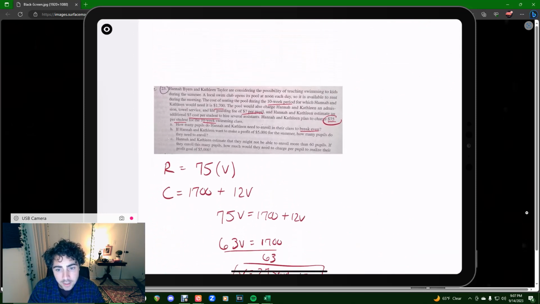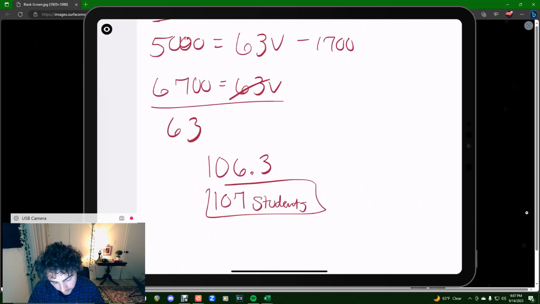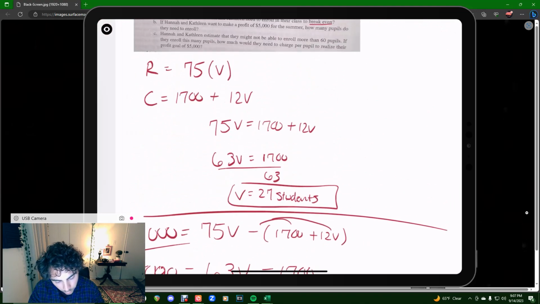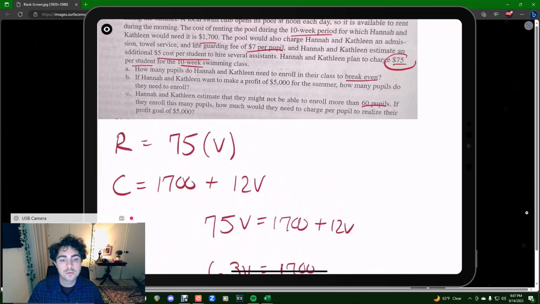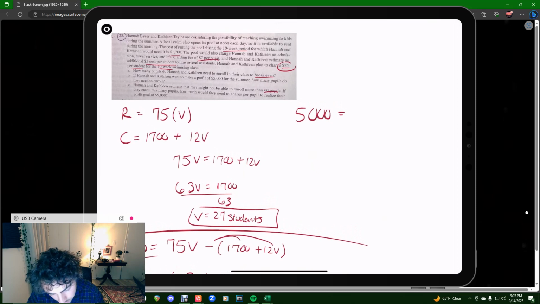Part C. They estimate that they might not be able to enroll more than 60. So you can kiss $5,000 goodbye, because that would require 107 students, but they can only enroll 60. If they enroll 60, how much would they need to charge per pupil to realize their profit goal of $5,000? What's the approach? We still keep the profit at 5,000, but what do we change? We change the volume to 60.